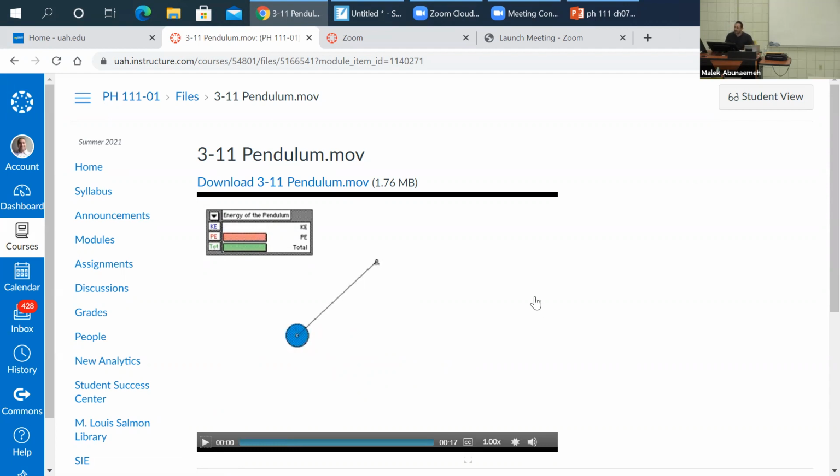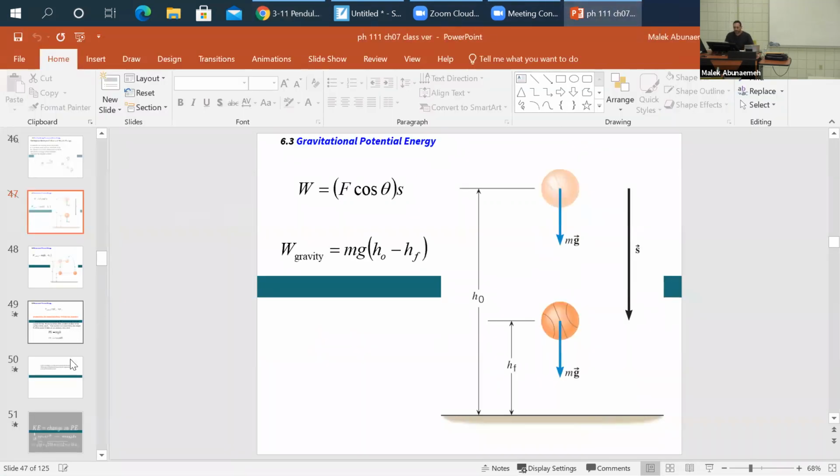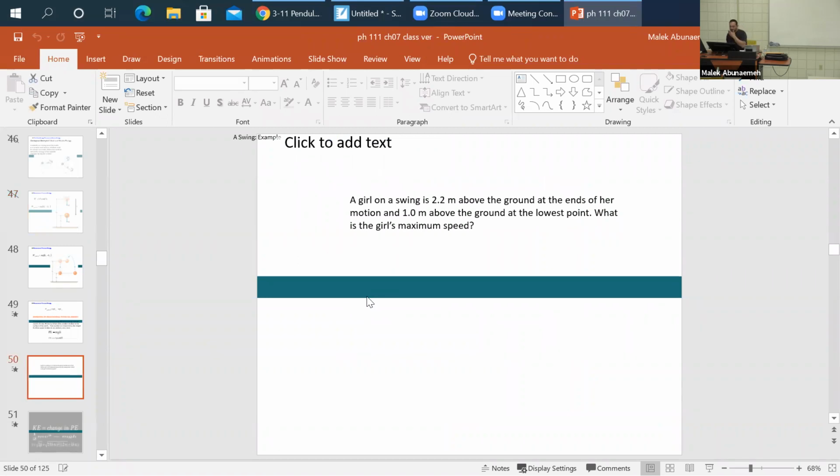So let's say we have a question. You have a girl in a swing that's 2.2 meters above the ground at the end of her motion, and 1 meter above the ground is the lowest point. What is the girl's maximum speed?